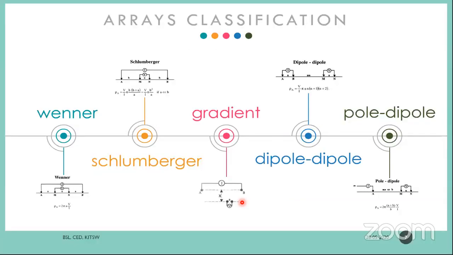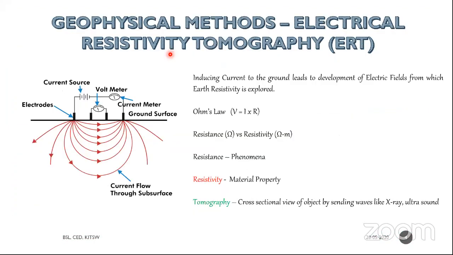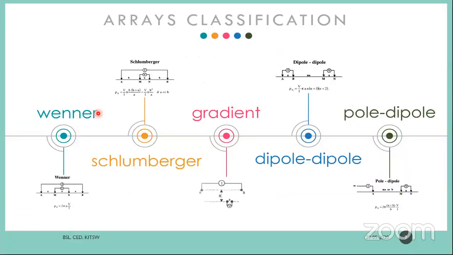So coming to the next topic, that is array classification. What exactly is an array? An array is nothing but the pattern, or the way in which the electrodes are arranged. If you see this one, you can see there are 4 electrodes aligned along a straight path, like collinear. So if I jumble the position of the current electrodes or potential electrodes, how will the arrays change?